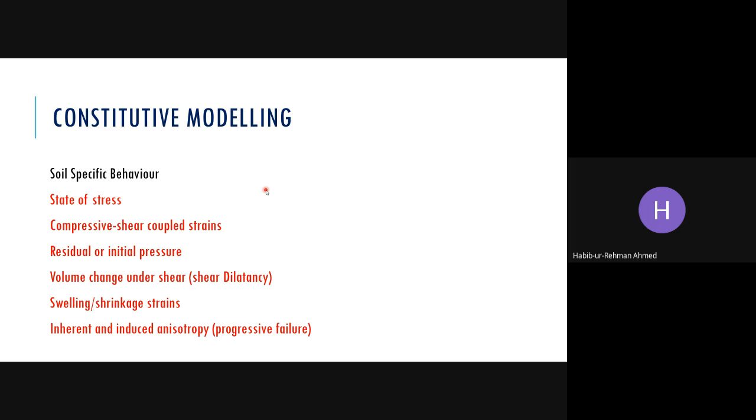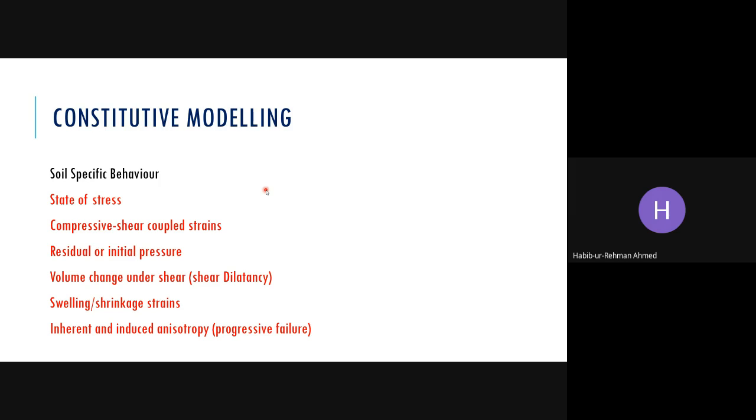Then we have inherent and induced anisotropy, which we call progressive failure. Inherent anisotropy is, of course, because of the depositional environment, because of the different stress levels, different kinds of pre-stresses on the soil. Or the depositional environment is producing different types of seams and different groupings of particles at some places and different groupings at other places. So we call it anisotropy.